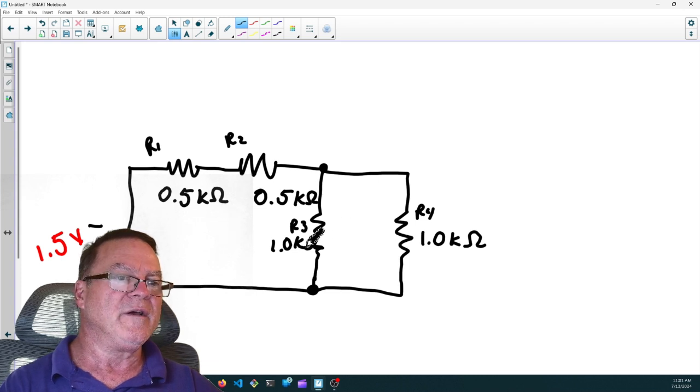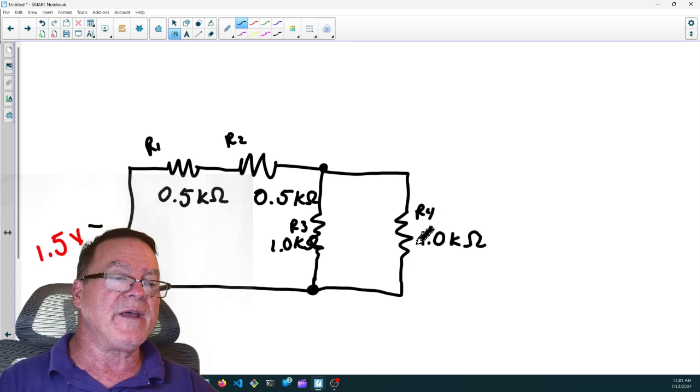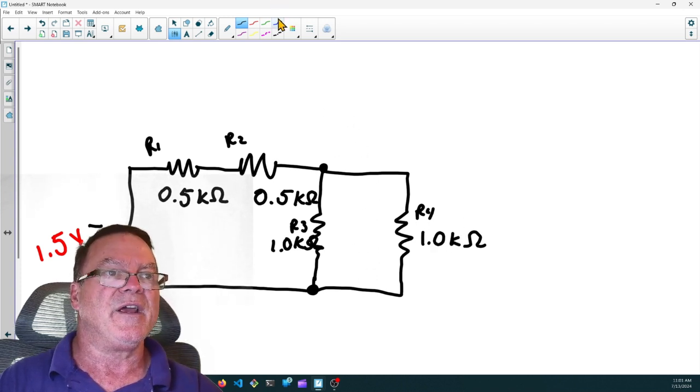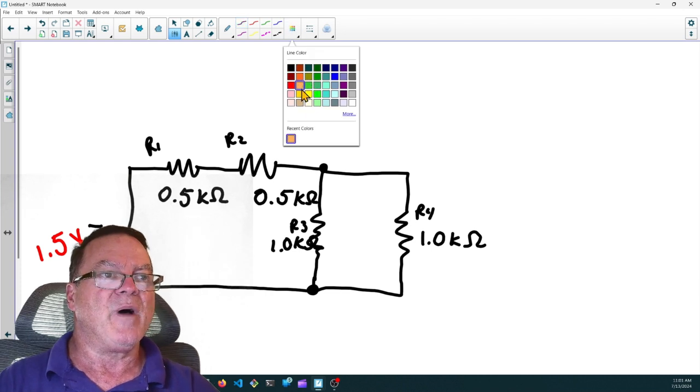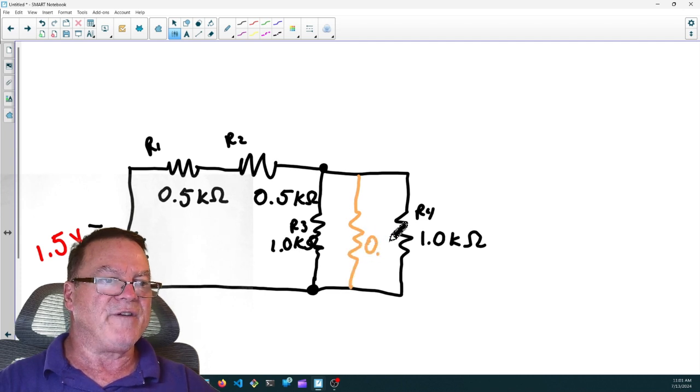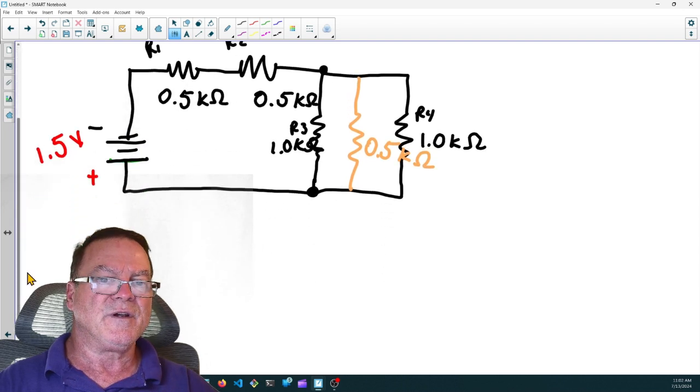We have 1,000 ohms and 1,000 ohms. If it's easier for you to convert to ohms, go ahead and do that. If you want to leave it as kiloohms, you can do that too. So 1 kiloohm and 1 kiloohm, they're the same value. So we're going to say 1 divided by 2. I'm going to make an equivalent resistor here of 0.5 kiloohms or 500 ohms. So now I have an equivalent circuit.